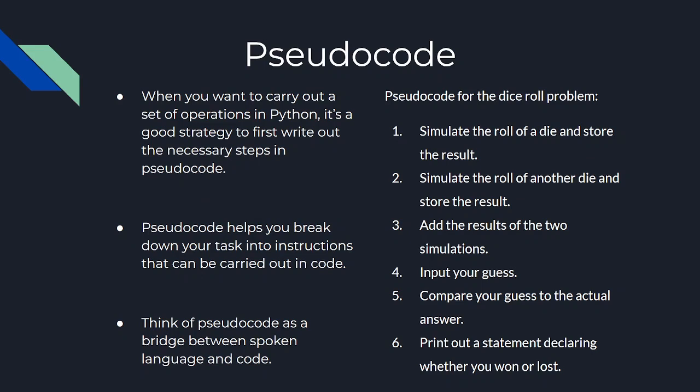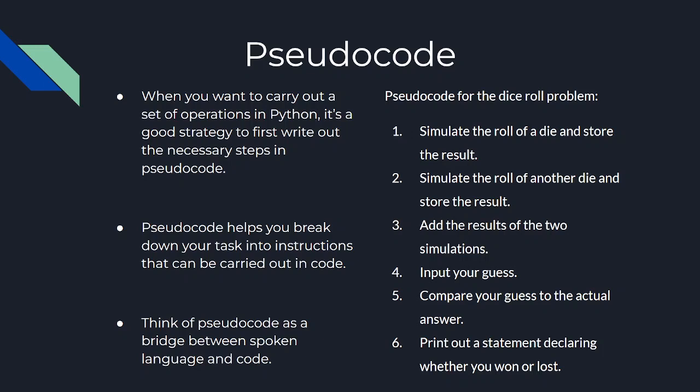When you want to carry out a set of operations in Python, it's a good strategy to first write out the necessary steps in pseudocode. Pseudocode helps you break down your task into instructions that can be carried out in code. Think of pseudocode as a bridge between spoken language and code. Here is the pseudocode for the dice roll problem.